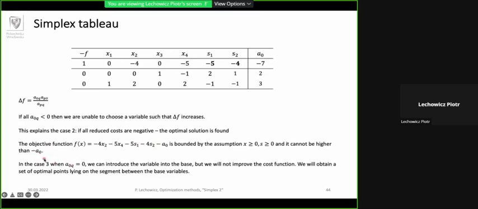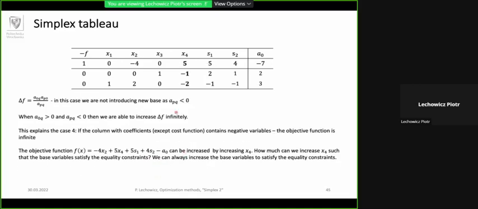And in the third case, when A0 is equal to 0, so if one of these reduced costs is equal to 0, we can introduce the variable into the base, but we will not improve the cost function. If we change the value for some variable which is multiplied by 0, it will not affect the value of the objective function. So we are selecting another point which is lying on the edge between two base variables which have the optimal value.